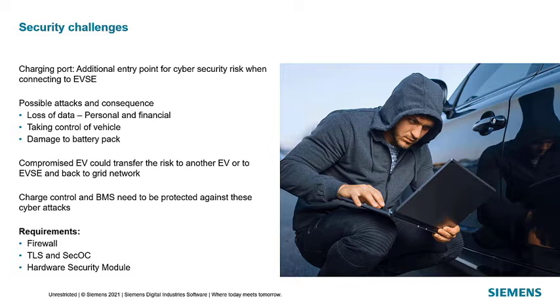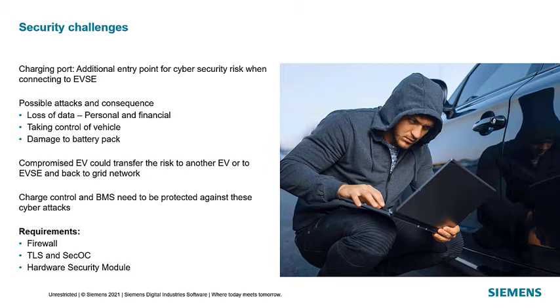What are the possible attacks and their consequences? Data loss: hacking the vehicle with an exposed interface could lead to loss of personal information or payment information. A compromised charger could inject ransomware or a Trojan horse to take control of the vehicle. Damage to the battery pack by hacking into the vehicle could incur a huge loss. A compromised EV could transfer the risk to another EV or to EVSE and back to the grid network.